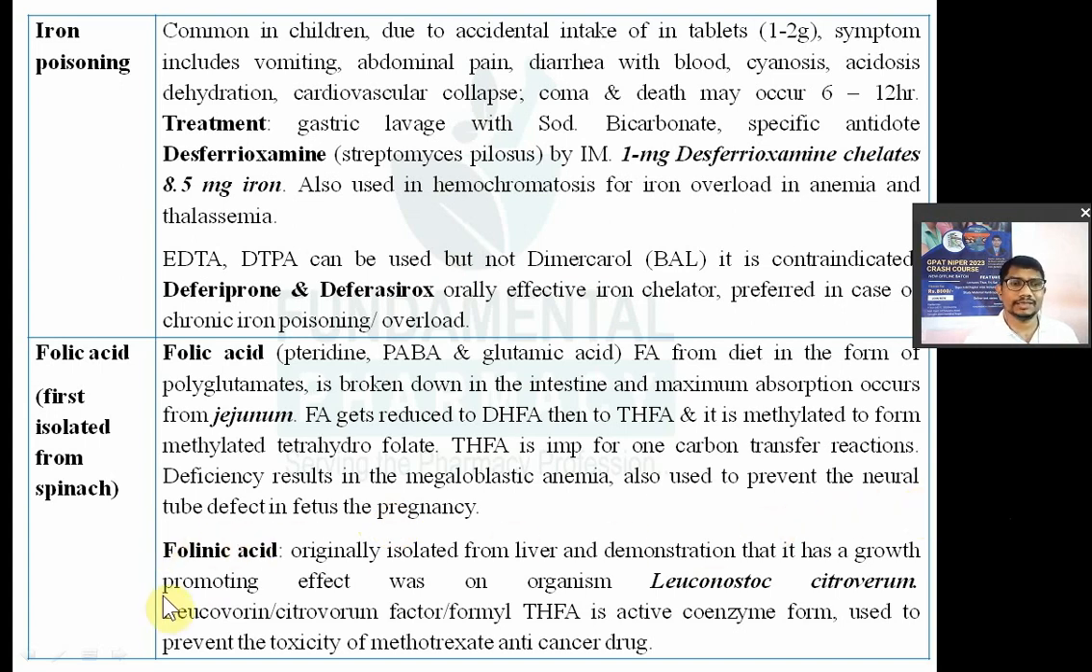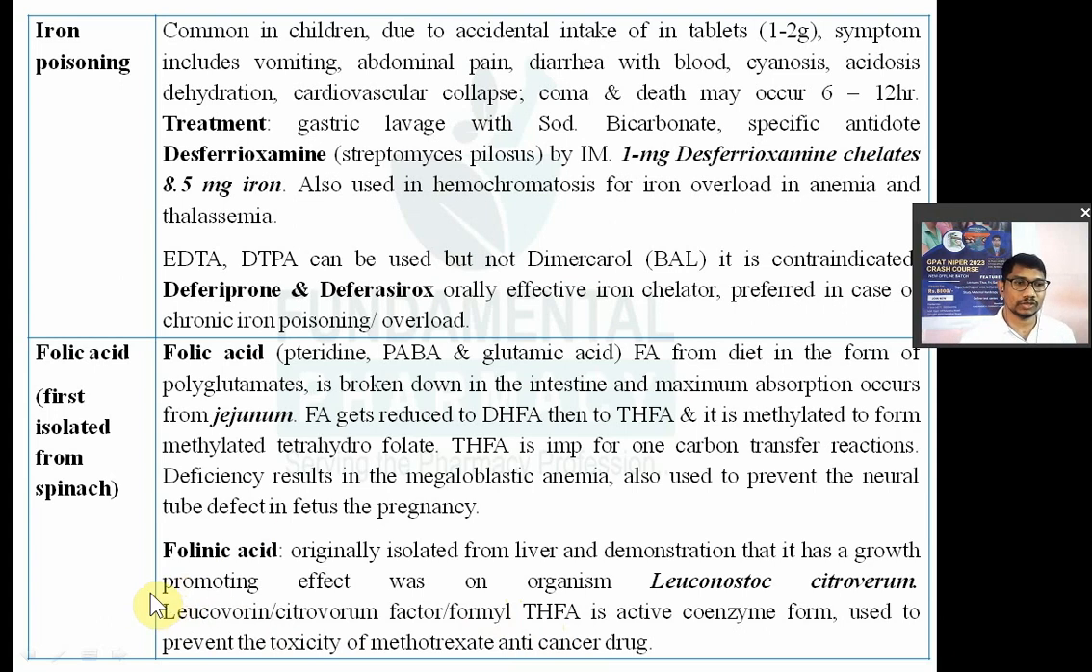Folic acid was originally isolated from the liver, and the demonstration that it has a growth promoting effect was done on Leuconostoc citrovorum. That's why it is known as the Leuconostoc citrovorum factor. Folinic acid, or tetrahydrofolic acid, is an active form which is used to prevent the toxicity of methotrexate. Methotrexate is an anti-cancer drug which is known as a folic acid antagonist, and to prevent the toxicity of methotrexate, folinic acid is used.